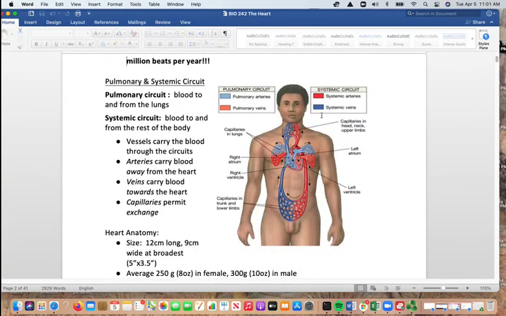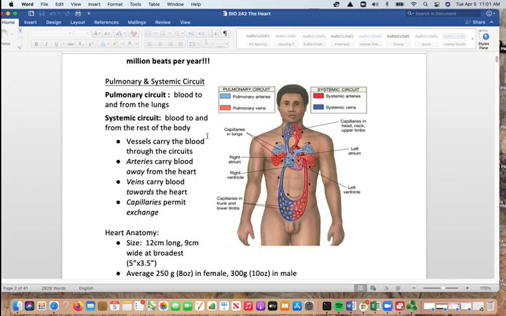So here we can see with the pulmonary circuit, you're going to have blood go from the heart to the lungs and then back to the body. The vessels are going to carry the blood through the different circuits. So we have arteries that are going to carry blood away from the heart. Red and blue do not necessarily mean artery and vein. So red means oxygenated, blue means deoxygenated.